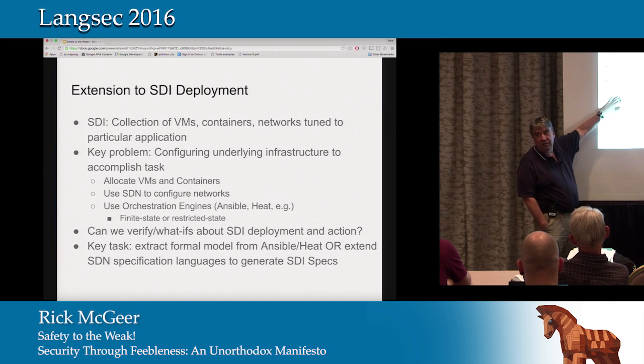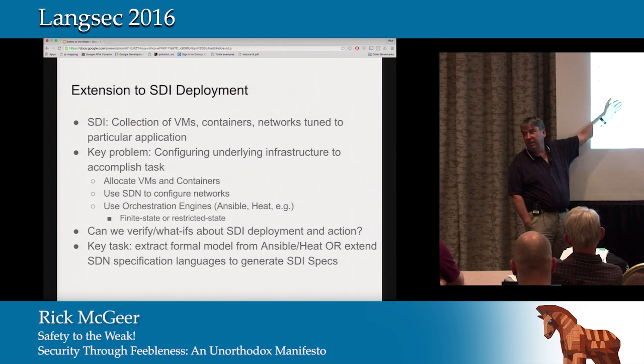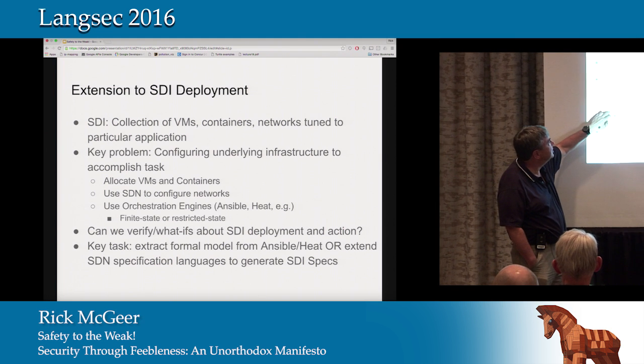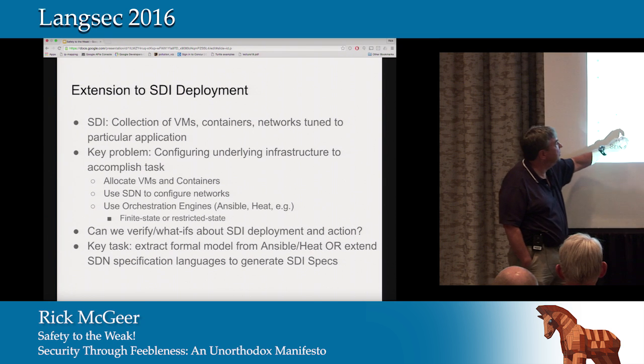What you'll typically do is allocate VMs and containers using something like Nova. Use software-defined networking to configure the networks, maybe working through a tool like Neutron, or better yet, ONOS, if and when that is going to get released. And then write your configuration code in something like Frenetic, which is state-free, and then use an orchestration engine, something like Ansible and Puppet.